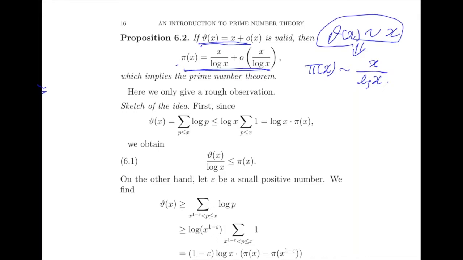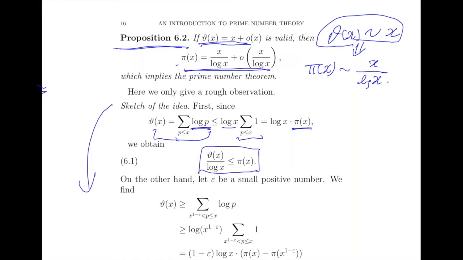I will just sketch the proof of this proposition. Theta(x) is, by the definition, the sum of log p, and all of the log p are less than log x. So we replace log p by log x, which can be taken out from the summation symbol. So log x times the number of prime numbers up to x, which is just equal to pi(x). Therefore, by this computation, we know that theta(x) over log x is less than pi(x).